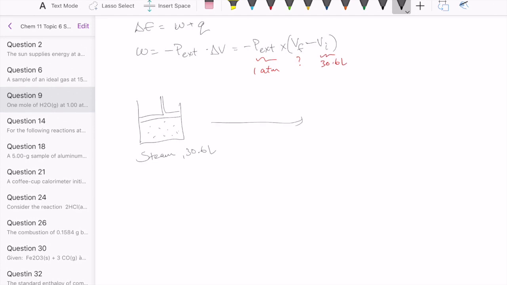That means you just have steam in this container with a volume of 30.6 liter. Then condensation occurs, which means that all the gas gets converted to liquid. Of course, a liquid doesn't occupy as much space as a gas, so as a result there's a huge drop in volume. So what we have to figure out is the volume of that water in the liquid phase, because that's going to be our final volume that we use in our calculation.